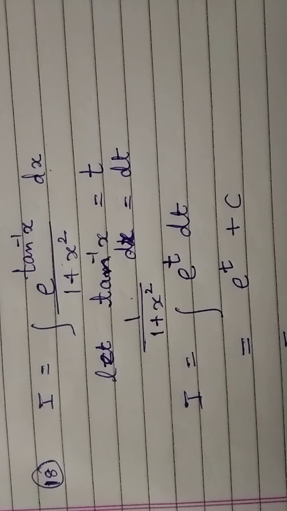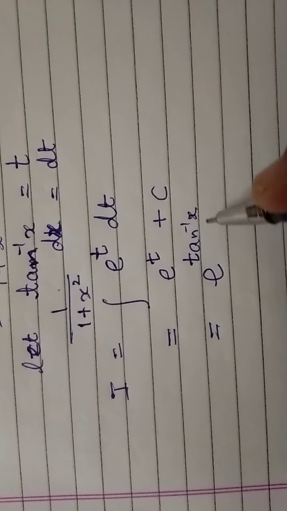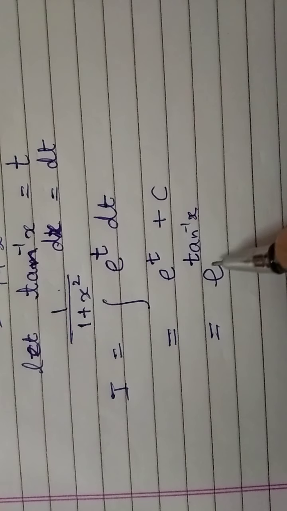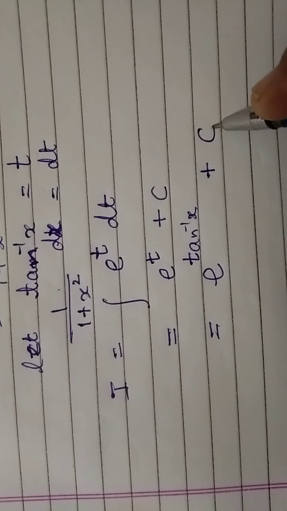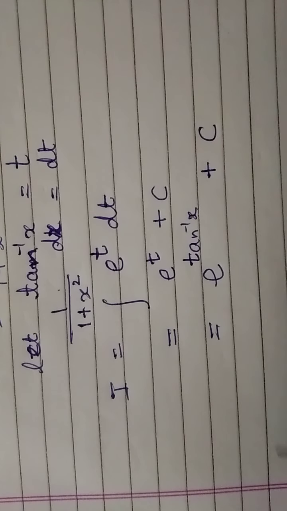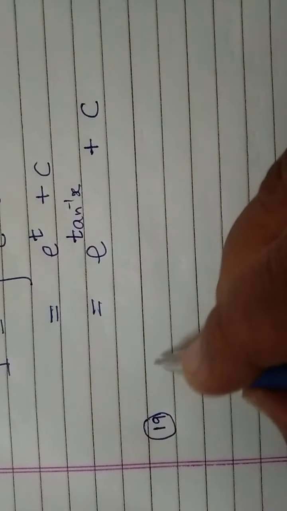Now t was not there originally in my question, so I have to resubstitute my value and that becomes e raised to t. What was t? Tan inverse of x. So I resubstituted the value of t and my integration is now over. Now I go to the next question, that is question number 19.